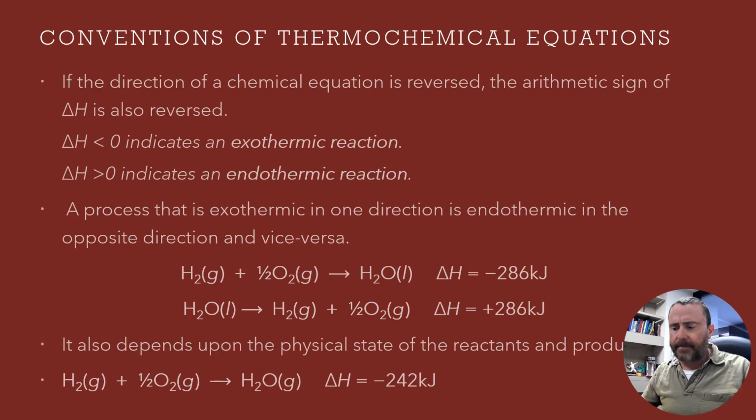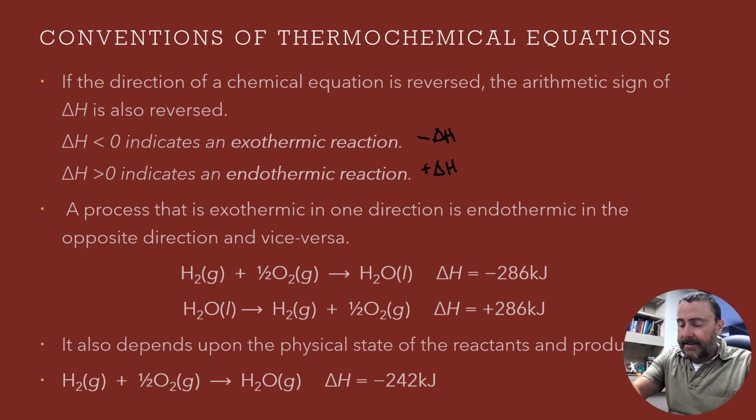Now we're going to talk about the conventions for thermochemical equations. There are several of these conventions we're interested in. Number one is the super obvious one that we've already talked about, whether something is exothermic or endothermic. Delta H less than 0 means exothermic, the same thing as saying we have a negative delta H. If it is greater than 0, it is a positive delta H, implying an endothermic reaction, the way that it's written.